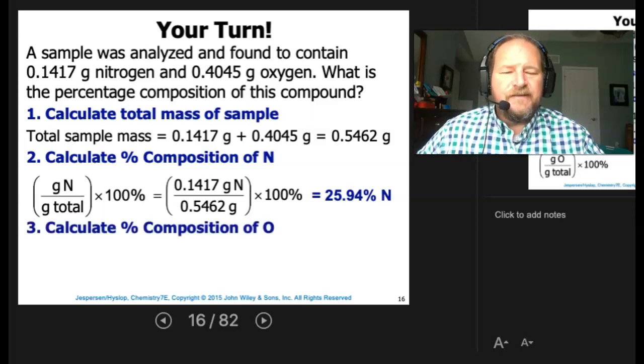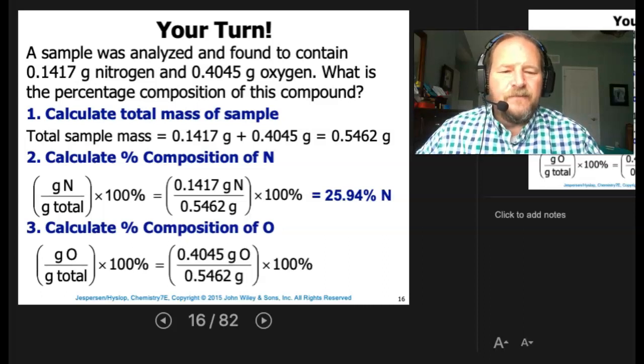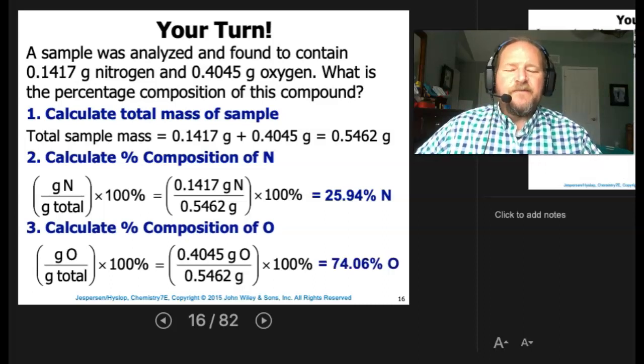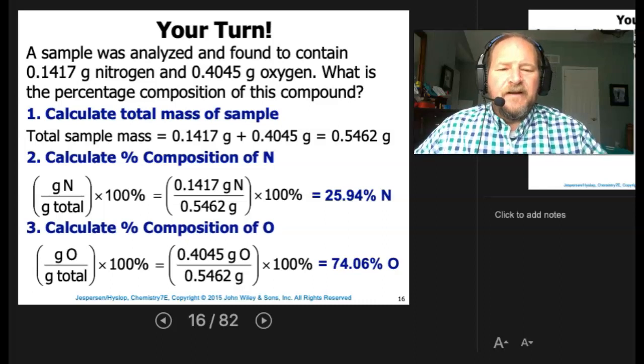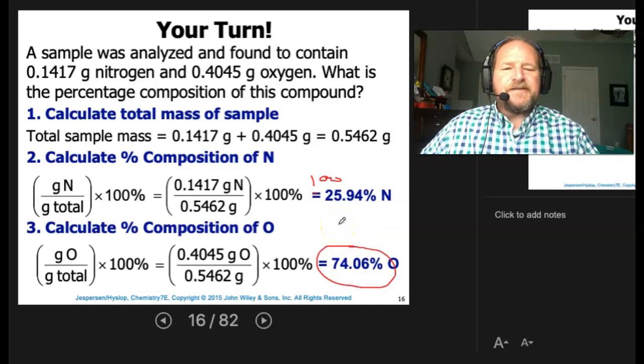Next, we'll do oxygen. Following that same pattern, we'll take grams of oxygen over the grams of total. That'll give us 0.4045 over the total mass, which is going to be 74.06. Now, of course, if you wanted, you could have just taken the 25 and subtracted that from the 100. And we should have arrived at the same 74.06, right?